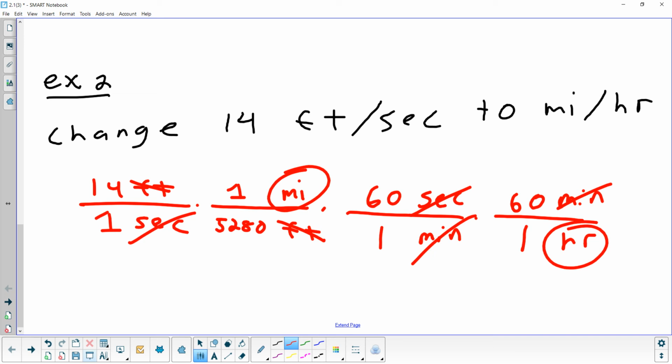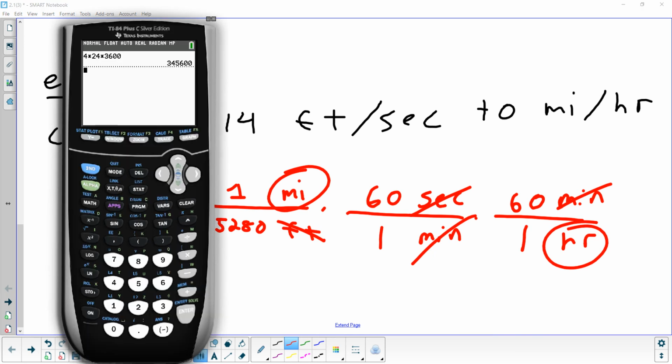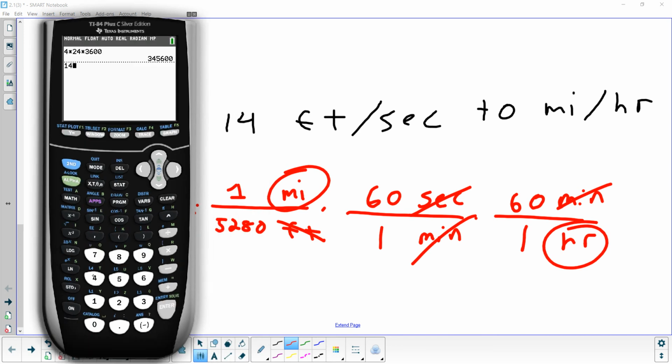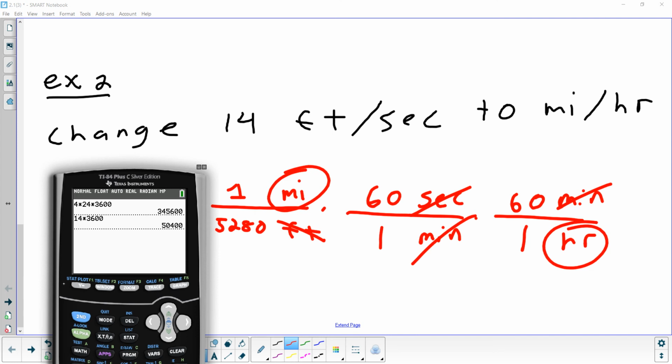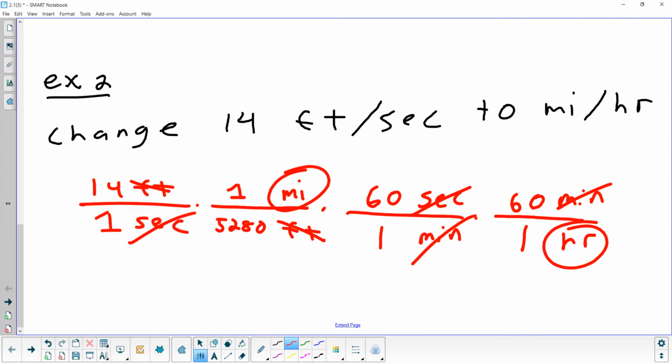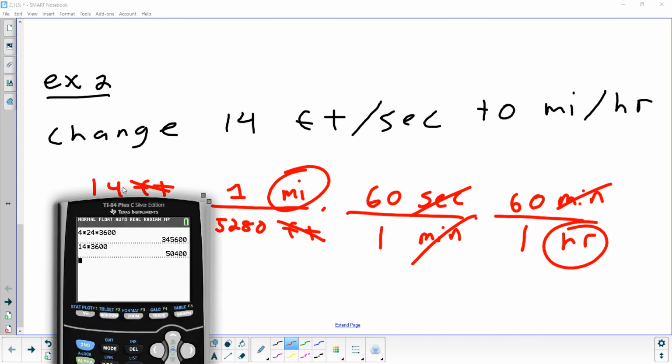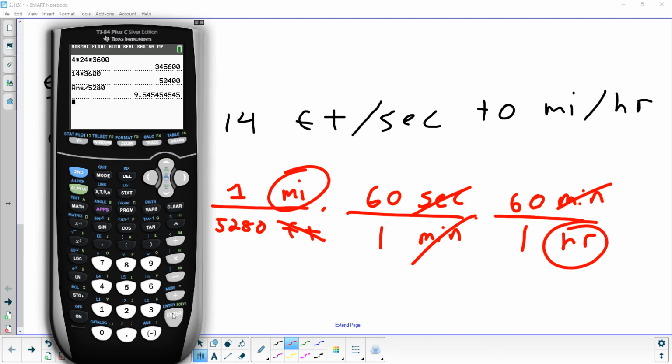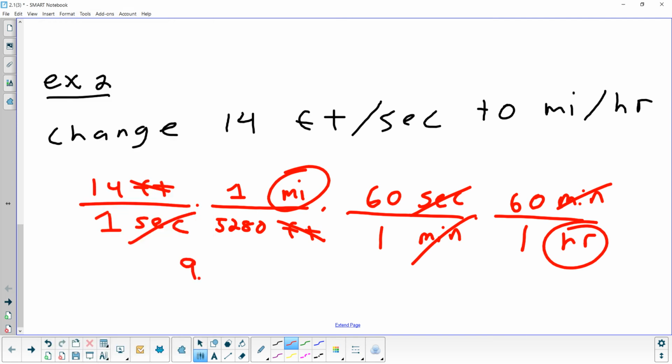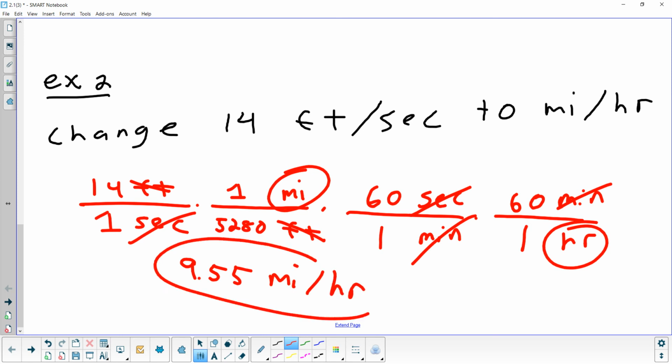Okay, so now all that's left is to multiply straight across. You could reduce, but that just gives you a chance to mess something up. So let's let the calculator reduce it for us. So you got 14 times 60 times 60, which is 3,600. So that's the top. And now I'm going to divide that by 5,280. So 14 feet per second is about 9.55 miles per hour. And that's one you can write as miles/hour, or you could put mph for miles per hour. You might also see it that way. Okay, any question on that one?